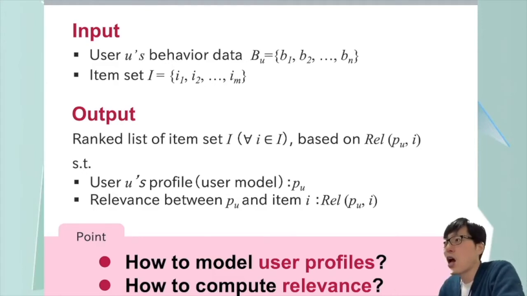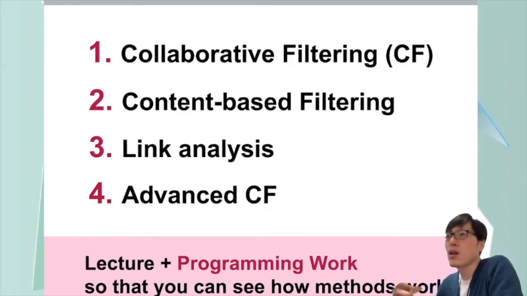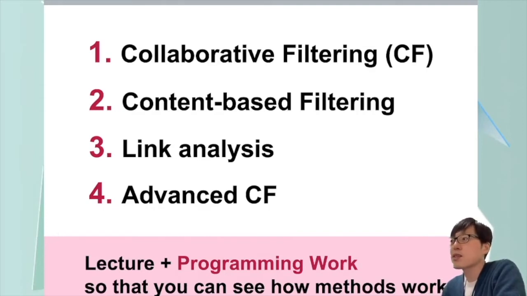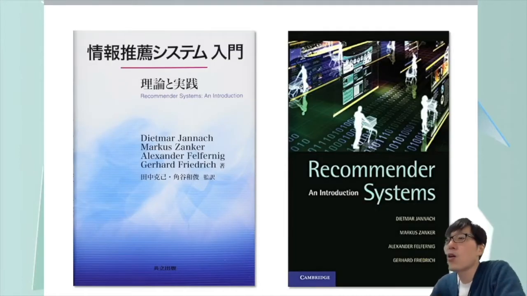So in my part, we will learn the methods to model the user profile and to compute the relevance between the user profile and the items. Okay? So from now, we will learn these four topics. Unfortunately, if we don't have enough time, it is possible that we will skip one of these topics. In my part, I will provide the lectures to you, and also we will do a programming assignment, programming work, so that you can see how each method works. Here is a reference. If you get more interested in the recommender systems, I recommend you these books. Okay?